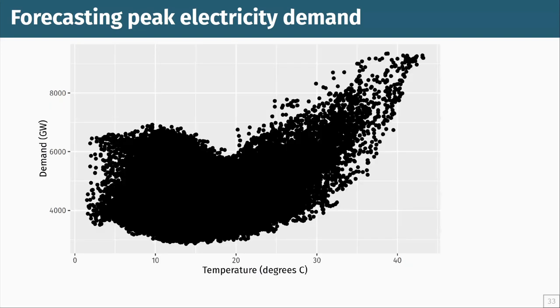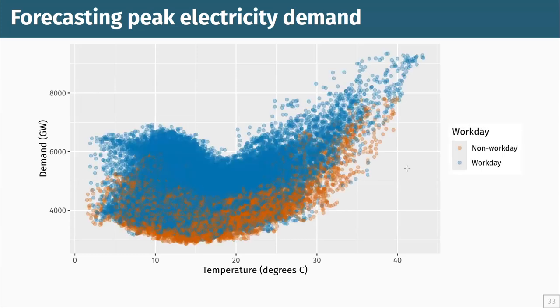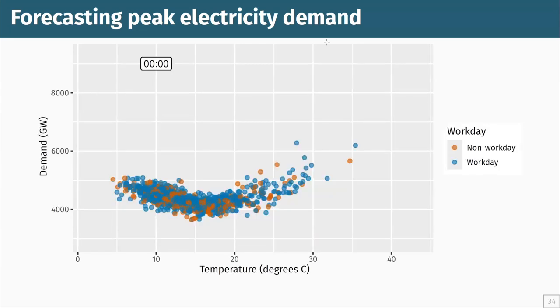If I look at demand as a function of temperature, it's not linear. You get an effect from cooling and you get an effect from heating like that. So it's a V-shaped function. And it's different on work days and non-work days. And in fact, it's different at different times of the year. So let me just show you how it varies during the day.